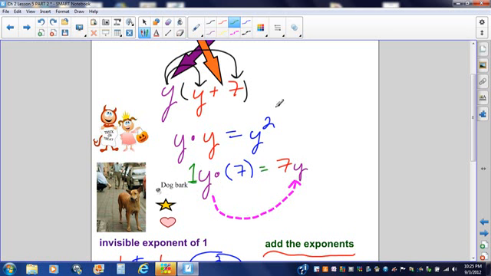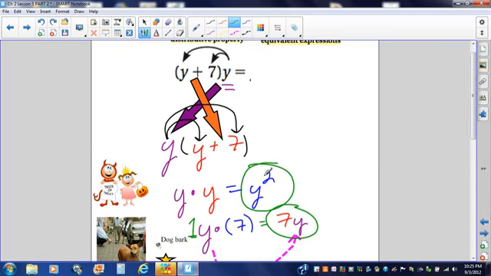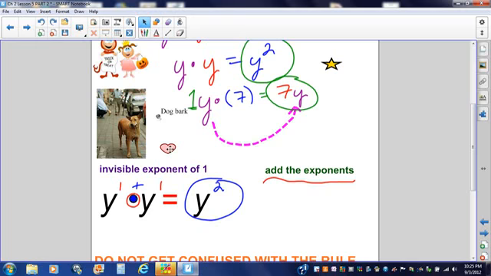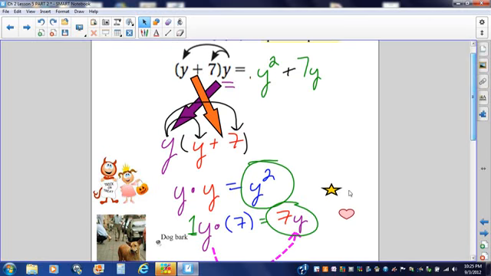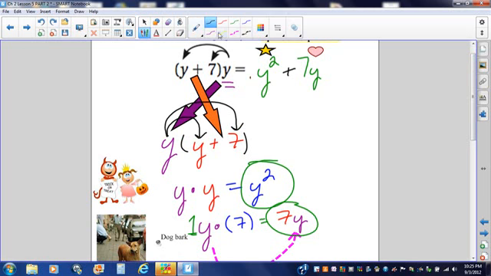Now, the last thing I'm going to do is I'm going to take my y squared and my 7y, and I'm going to write it up here. So I have y squared, and I have 7y. Remember that this 7y is not negative, it is positive. And just like we did in the last problem, I'm going to do hearts and stars. I'm going to give the 7y, because we love our animals, a heart, and I am going to give this guy a star.